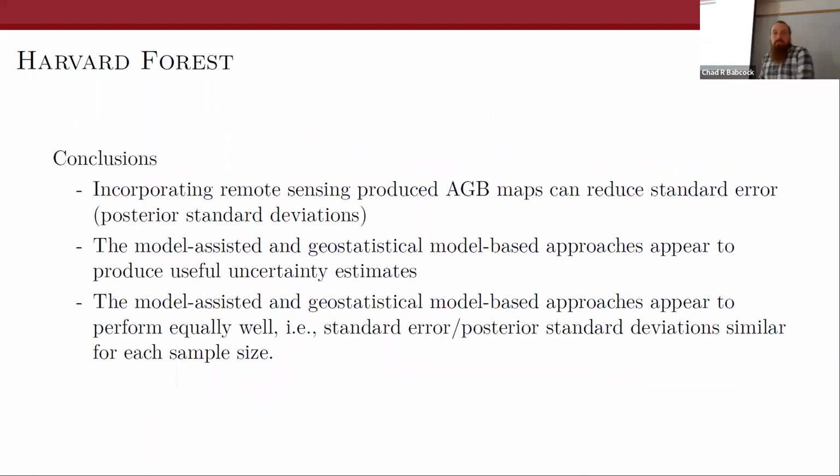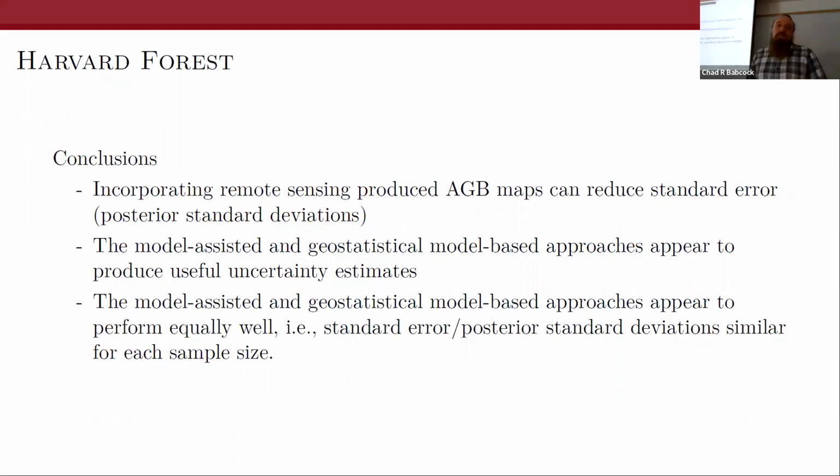So, some conclusions from this wonderful study. Incorporating remote sensing produced biomass maps do seem to be able to reduce standard errors, or the posterior standard deviations. And we've noticed that the model-assisted and the geostatistical model-based estimator appear to produce useful uncertainty estimates. And by useful, I mean they're actually producing a 95% confidence interval we can interpret.